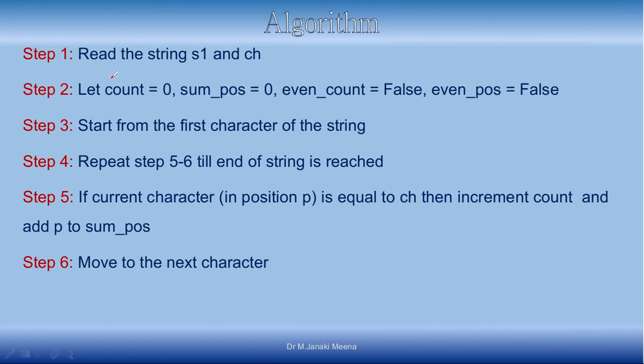So this is the algorithm. The algorithm says that read the string S1 and the character CH. And we are going to have 4 variables, and we are initializing them. We are saying count equal to 0, sum of position equal to 0, and then even count is false. These two are Boolean things.